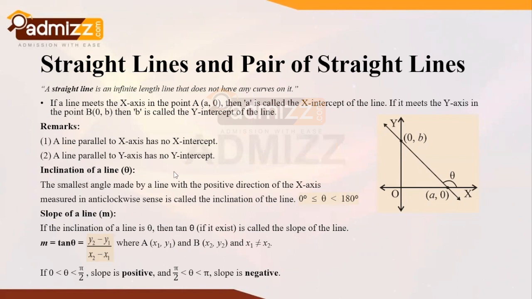Now, the inclination of a line is the degree at which the line is inclined. You can find this inclination here, the value theta. It is the smallest angle made by a line with the positive direction of the x-axis, measured in the anti-clockwise sense. That is known as the inclination of the line. Theta ranges from 0 degrees to 180 degrees: 0 degrees less than or equal to theta, less than 180 degrees. This range needs to be kept in mind.